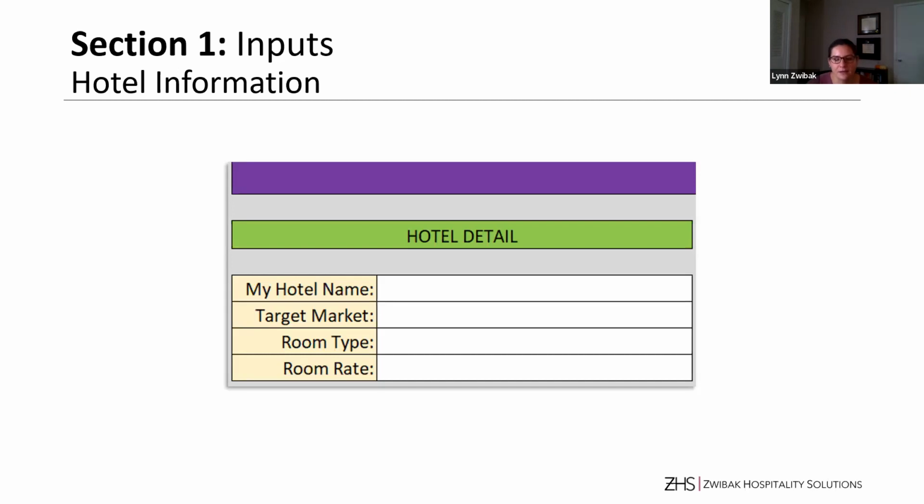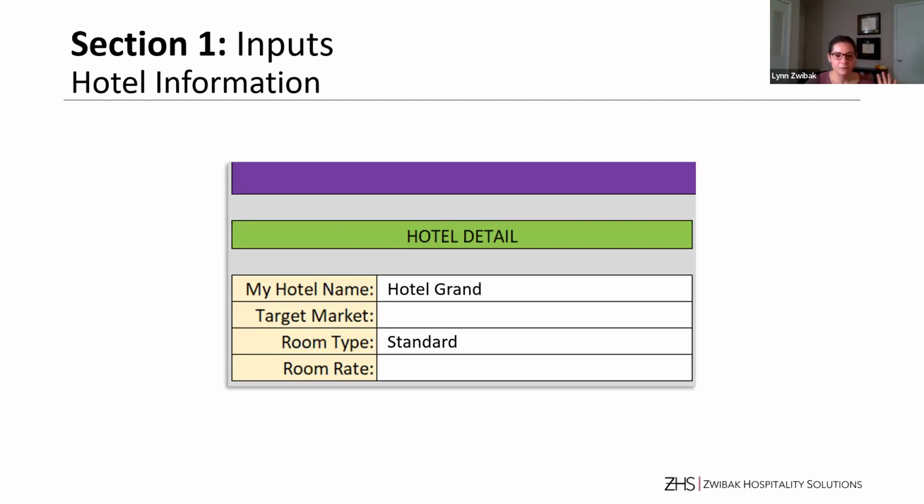You only fill data in the white cells. Everything else is protected, so you can't break it. But for section 1, fill in your hotel name. My fictional hotel is called the Hotel Grand. I'll skip the target market for a moment. Fill in your room type.